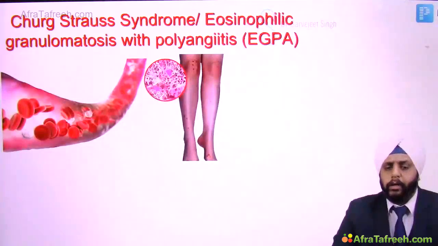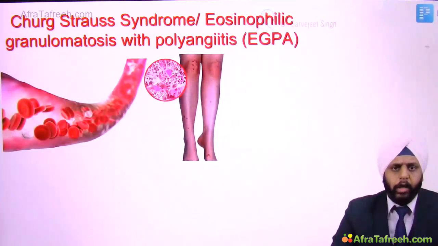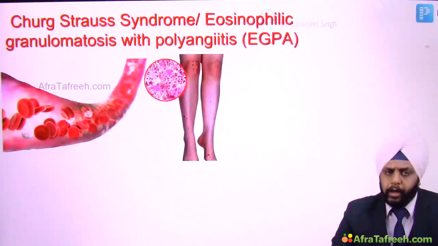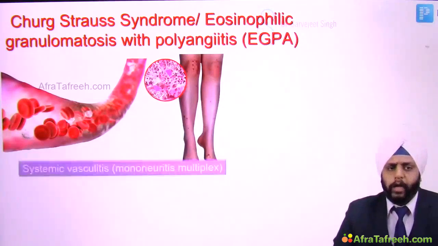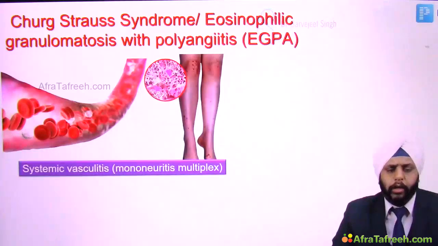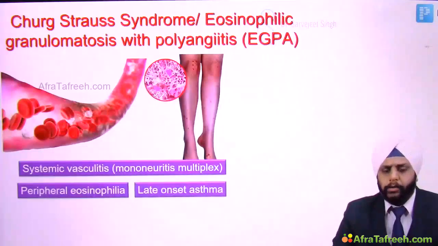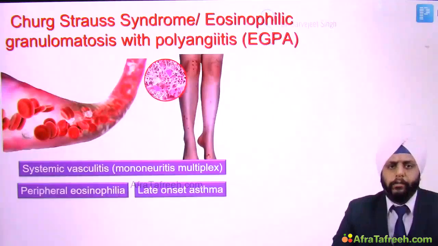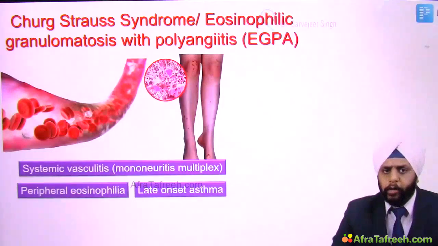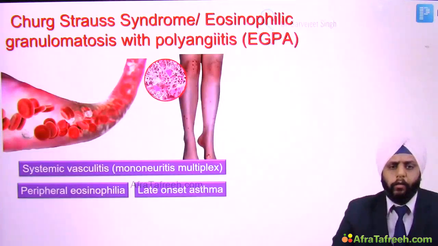Okay. Next syndrome that we have is the Churg-Strauss syndrome, which is also known as eosinophilic granulomatosis with polyangiitis. Now, this syndrome we have studied in detail in your pathology and medicine. I'll just go through very quickly. This is actually a systemic vasculitis. It has mononeuritis multiplex, and it has peripheral eosinophilia. It has late onset asthma. So these are signs which look like signs of allergy, but it is actually eosinophilic granulomatosis with polyangiitis.